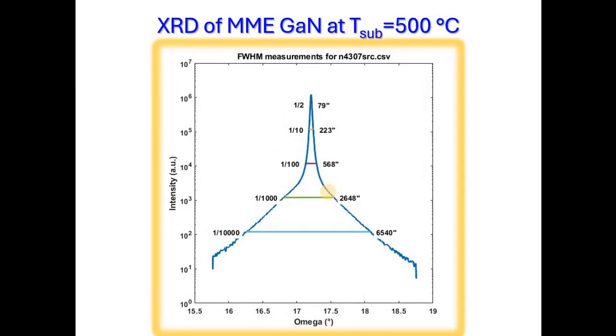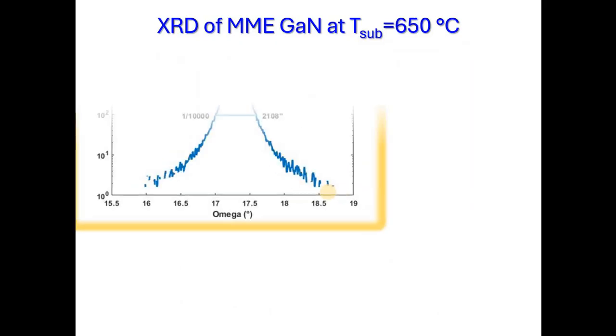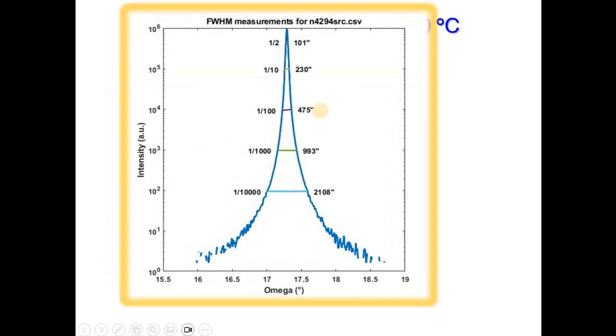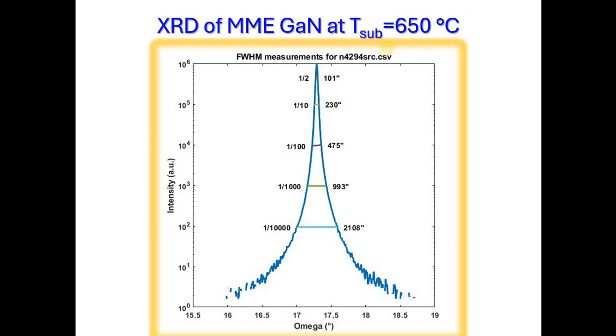So I performed a comparative study where I grew gallium nitride films using metal modulated epitaxy, which is an advanced version of molecular beam epitaxy. So I grew the gallium nitride films in the temperature range of 500 to 750 degrees C. But here I'm just going to talk about two samples. One film grown at a substrate temperature of 500 degrees C, and another gallium nitride film grown at a substrate temperature of 650 degrees C. So the film grown at a substrate temperature of 500 degrees C gives me a full width at half maximum value of 79 arc seconds, while the film grown at a substrate temperature of 650 degrees C gives me an FWHM value of 101 arc seconds.